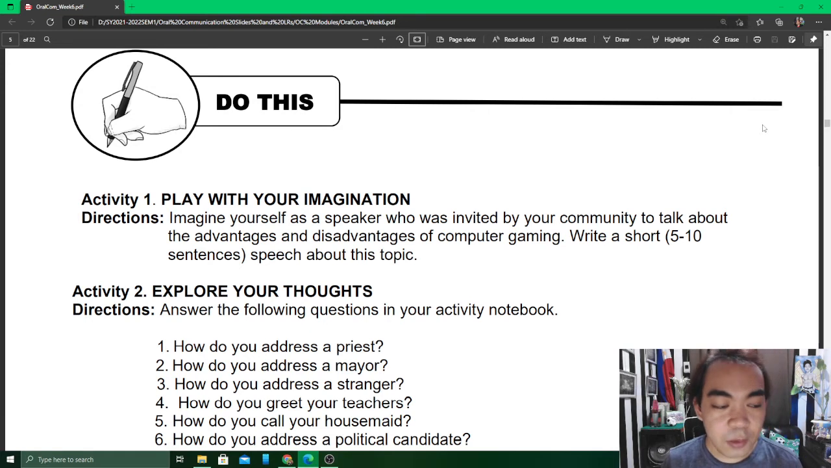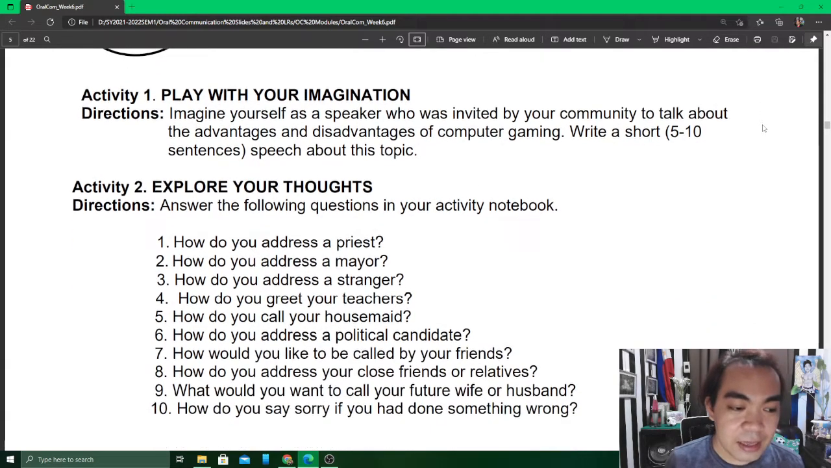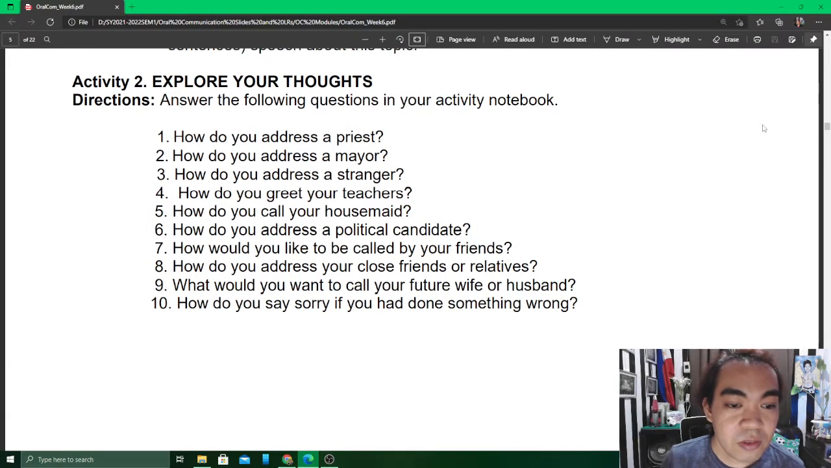Okay? So, as if you are to speak to a public, magbibigay ka ng speech sa isang group of people, probably mga young people, about the advantages and the disadvantages of computer gaming. So, makreate ka diri sa isa ka speech. You will make your own speech, around 5 to 10 sentences only about these advantages and disadvantages of computer gaming. Isulat lang alay.